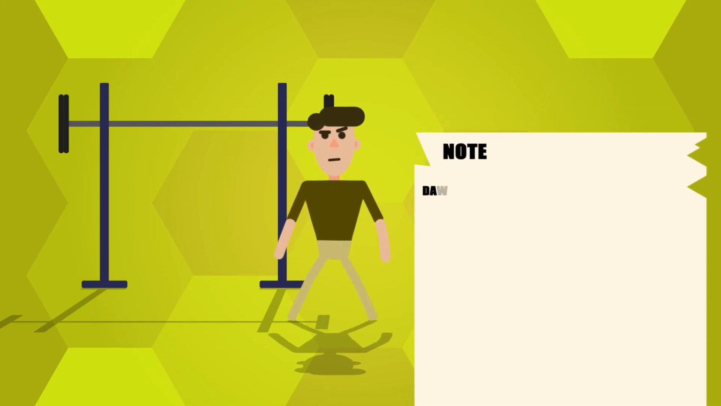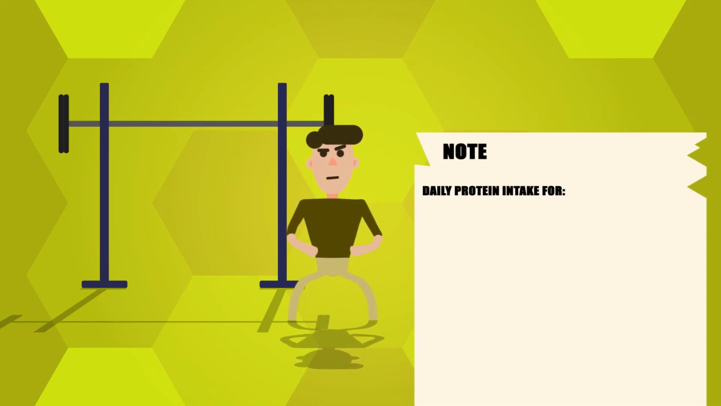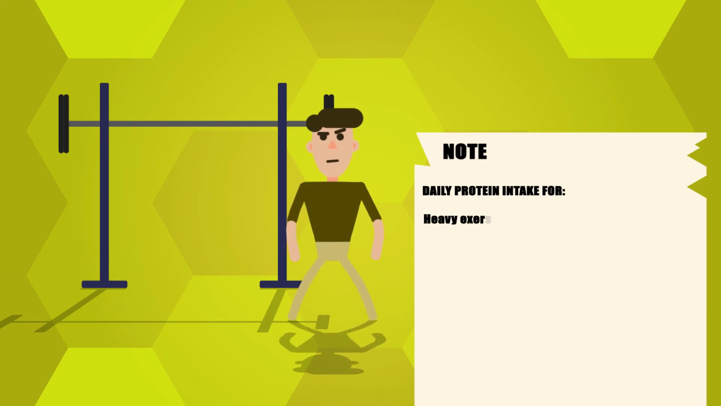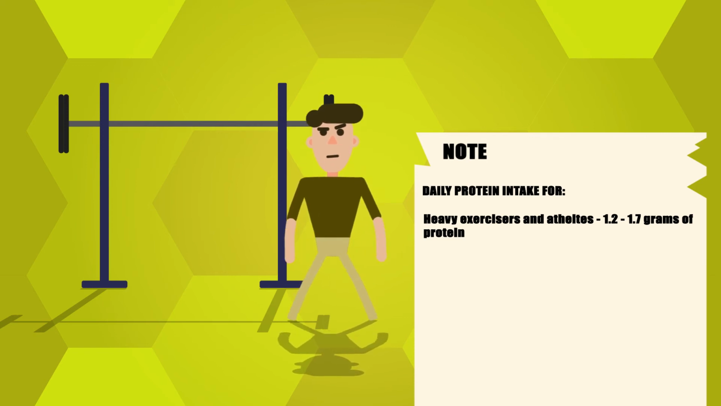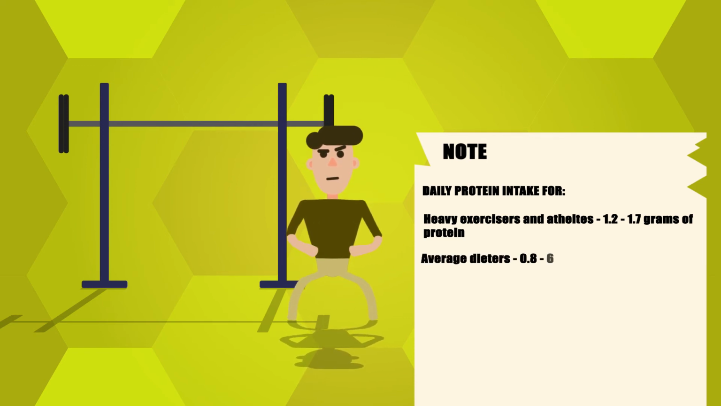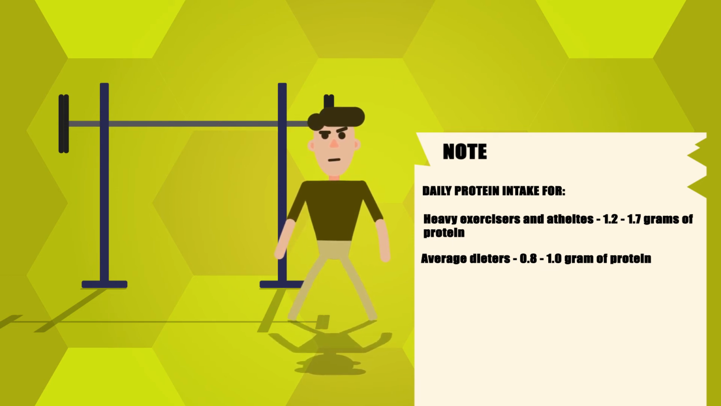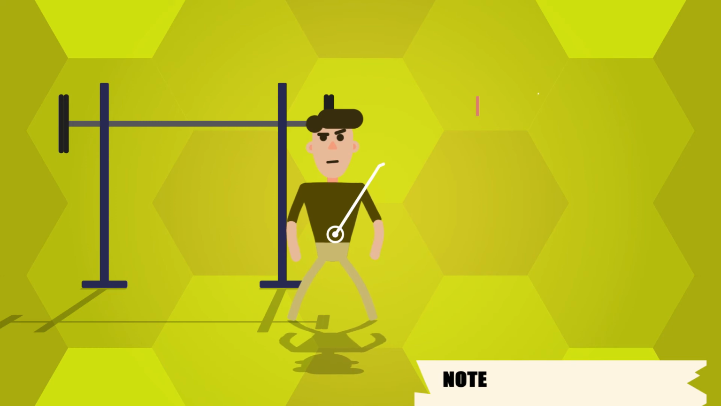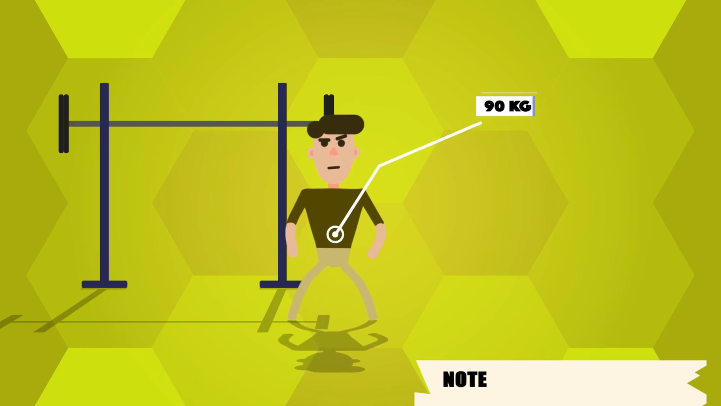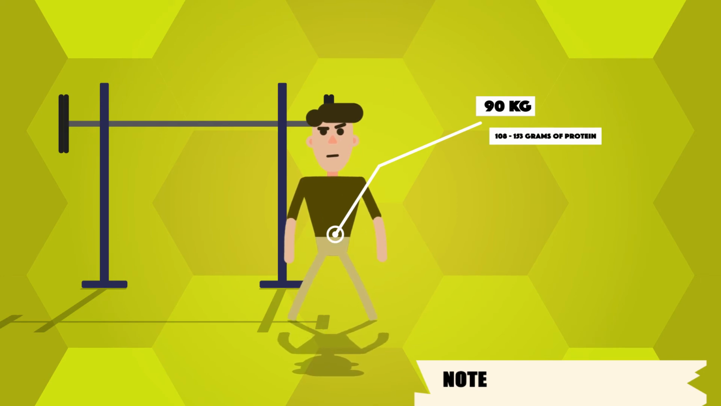Experts recommend that heavy exercisers and athletes who generally exercise more than 10 to 12 hours per week should consume 1.2 to 1.7 grams of protein per kilogram. For an average dieter, 0.8 to 1.0 gram of protein per kilogram would be enough. For instance, if you are a heavy exerciser who has a body weight of 90 kilograms, you would need around 108 grams to 153 grams of protein in a day.